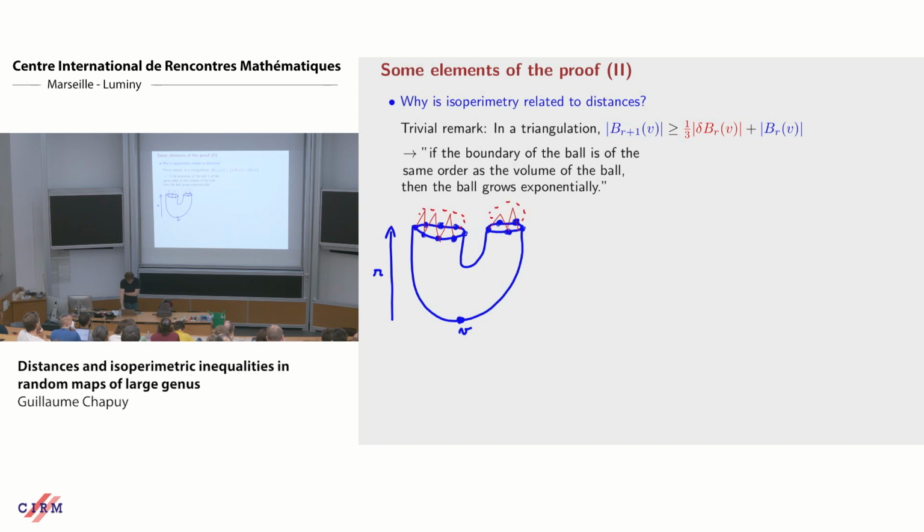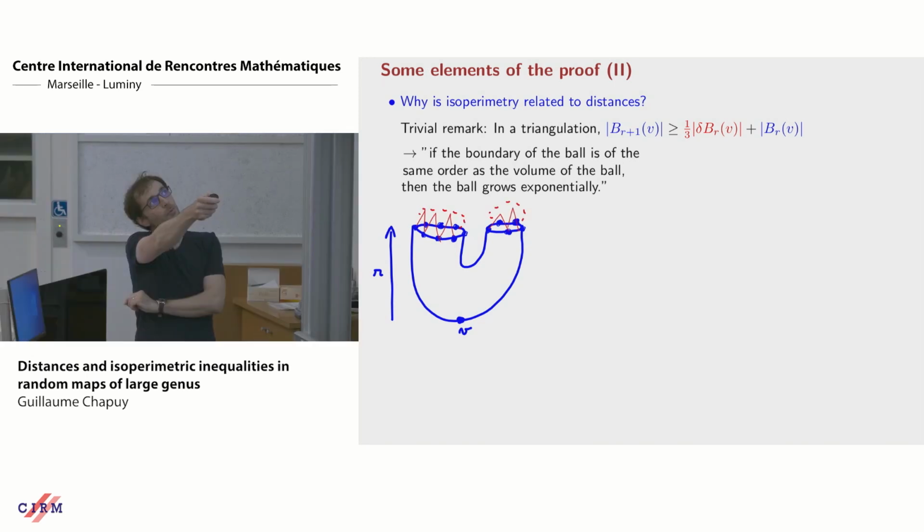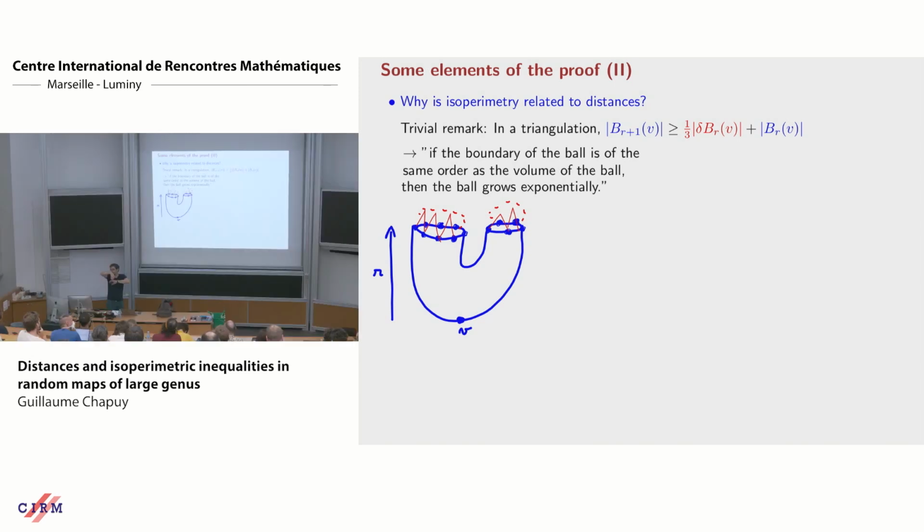This is kind of easy. You have this boundary, and on each edge of the boundary, you have a red triangle that will be part of this ball. Of course, maybe some of these triangles are the same because they could be interlaced together, but not more than 3 times because each triangle has only 3 edges. So you have a 1/3 here.